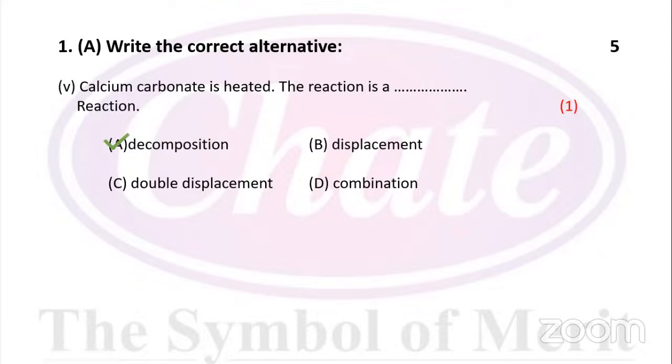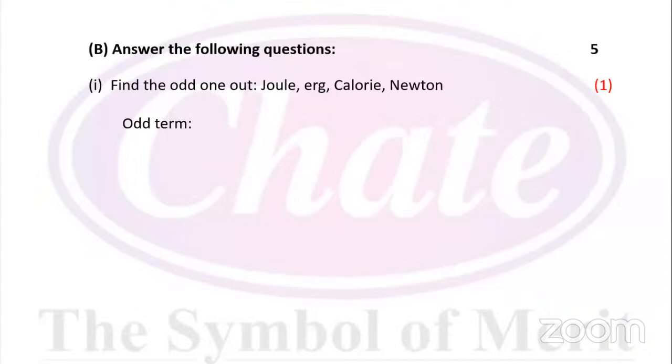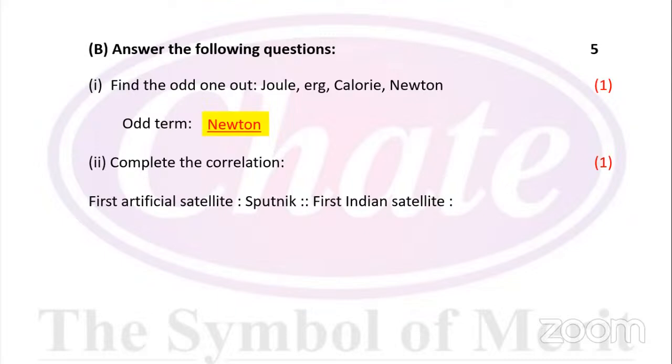Okay. So now moving on to the next topic: find the odd one out. Joule, erg, calorie, Newton. So we have to find out the odd term. Among these, joule, erg, and calorie are units for heat, and Newton is the unit for force. So you can see the odd term is the Newton. You do not write the reason why the odd term is that.